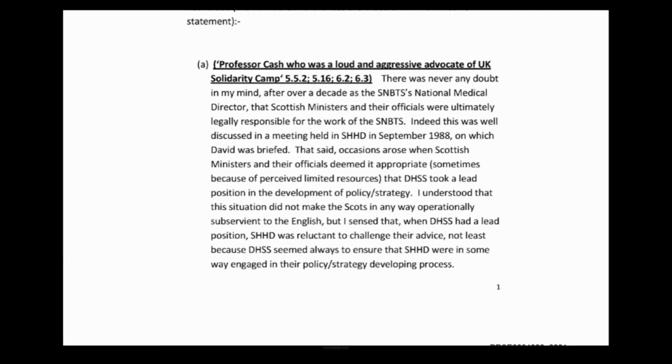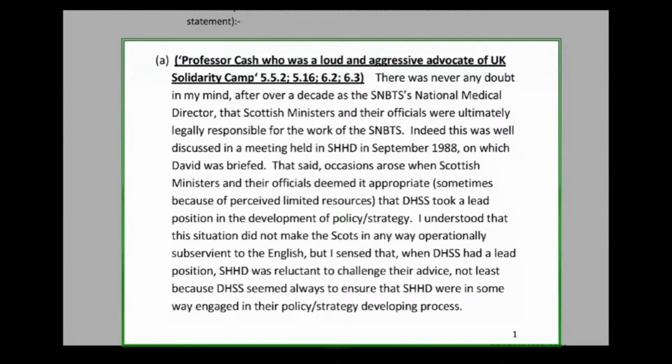There was never any doubt in my mind, after over a decade as the SNBTS's National Medical Director, that Scottish ministers and their officials were ultimately legally responsible for the work of the SNBTS. Indeed, this was well discussed in a meeting held in SHHD in September 1988. Then he says, that said, occasions arose when Scottish ministers and their officials deemed it appropriate, sometimes because of perceived limited resources, that DHSS took a lead position in the development of policy/strategy.